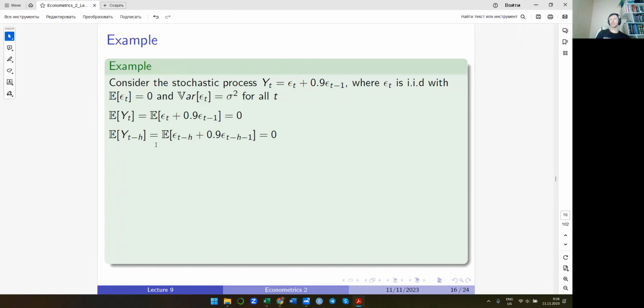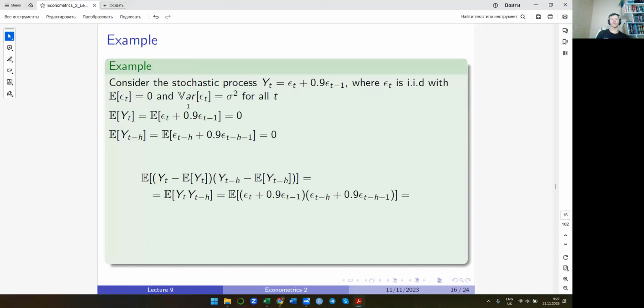Expectation of y_{t-h}, again, is also 0 because the expectation of epsilon_t is 0 for all t, including t minus h, including t minus 1, including t minus h minus 1. Now, we are trying to compute the following expectation: y_t minus its expectation multiplied by y_{t-h} minus its expectation. So both expectations are 0. So we are looking for the expectation of the following product: y_t times y_{t-h}.